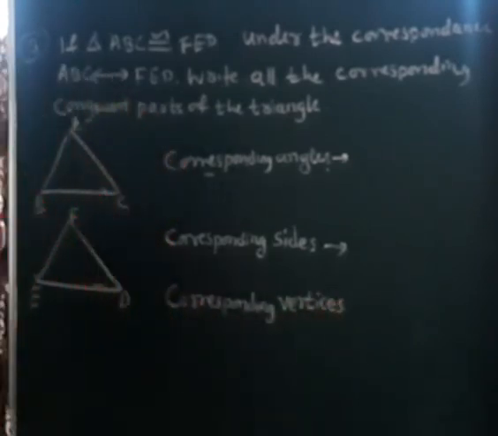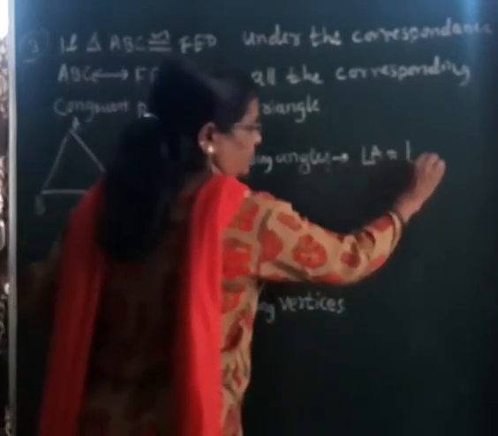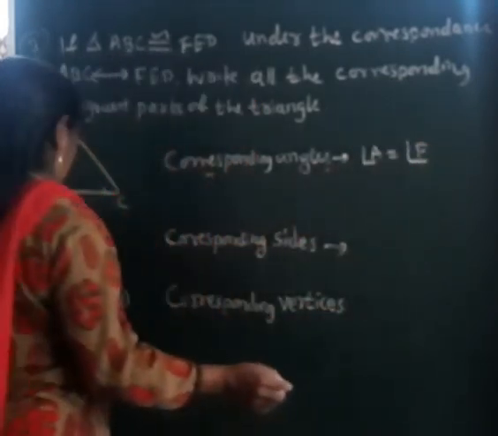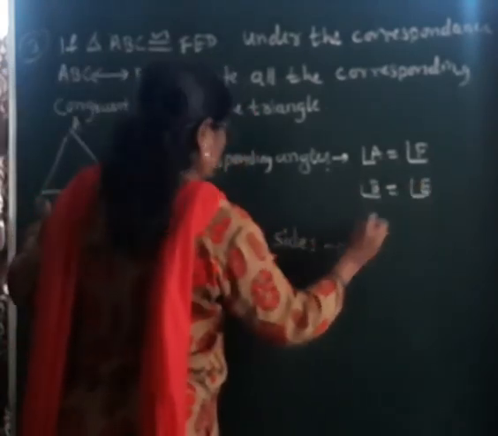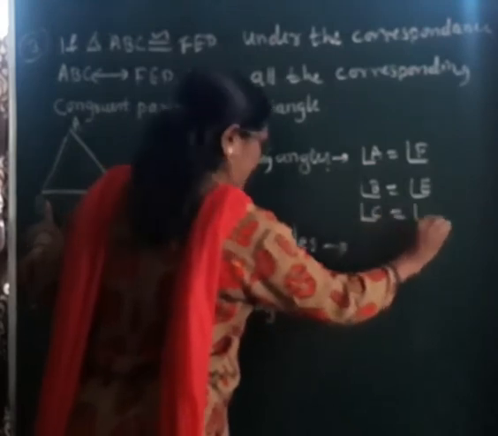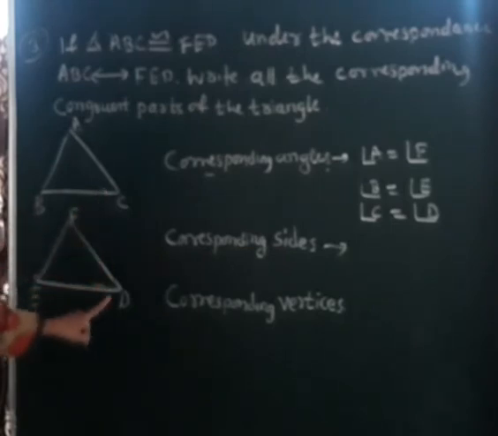Yes. Corresponding angles. Which are the corresponding angles here? Angle A is equal to angle F. Angle B is equal to angle E. Angle C is equal to angle D. See here, angle A is equal to angle F, angle B is equal to angle E, angle C is equal to angle D.